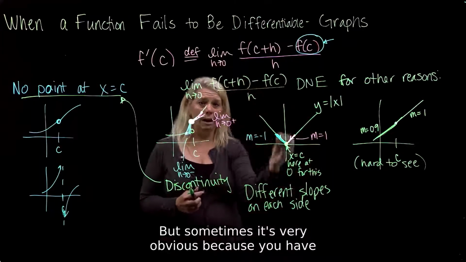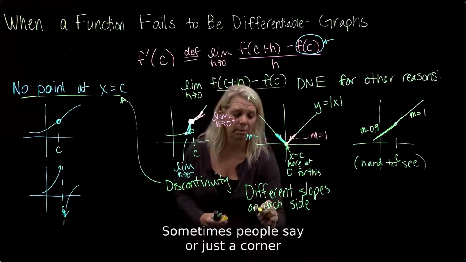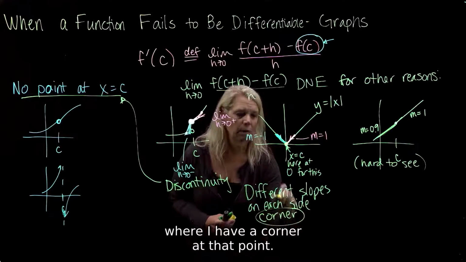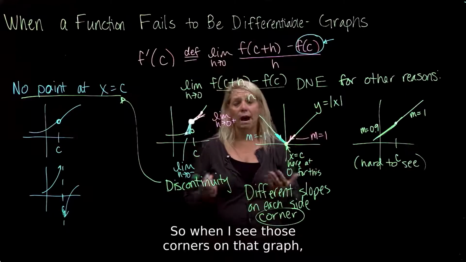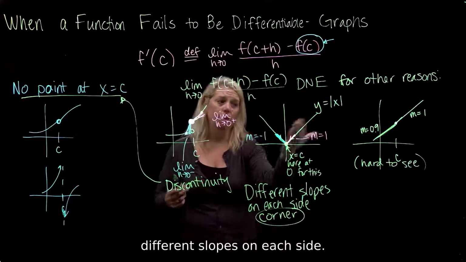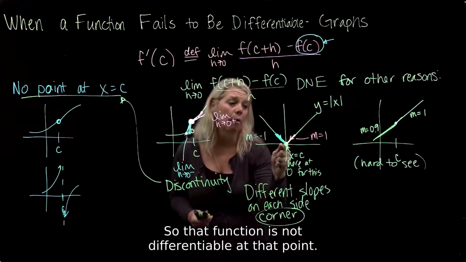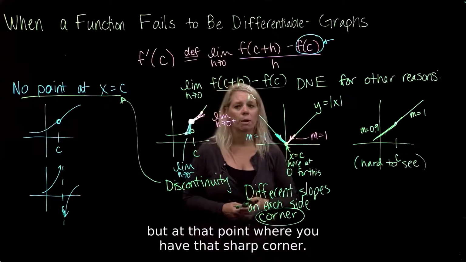But sometimes it's very obvious because you have something like this, a sharp corner, sometimes people say, or just a corner, where I have a corner at that point. So when I see those corners on that graph, I would say, oh, I know that I have different slopes on each side, so that function's not differentiable at that point. It can be differentiable at lots of other points, but not at that point where you have that sharp corner.